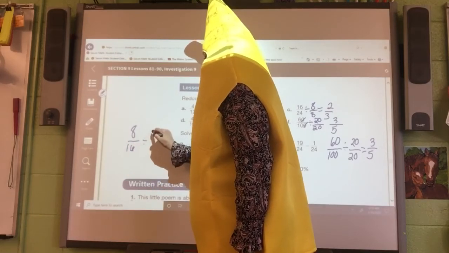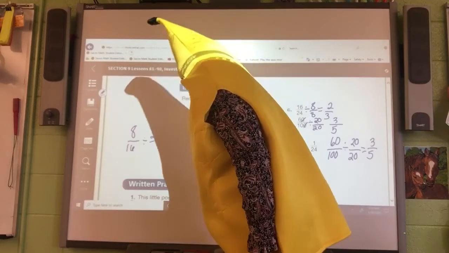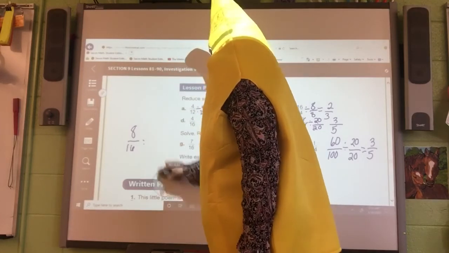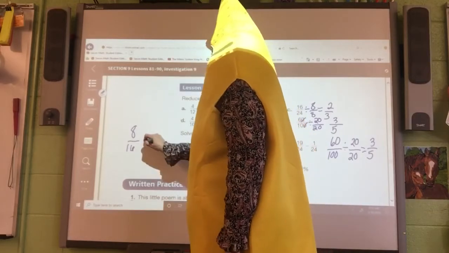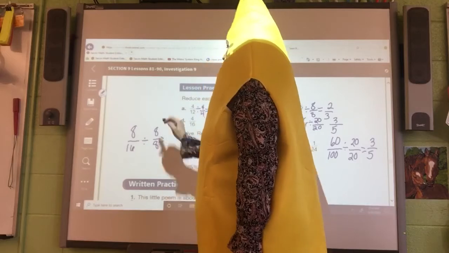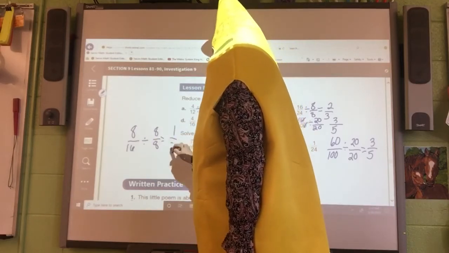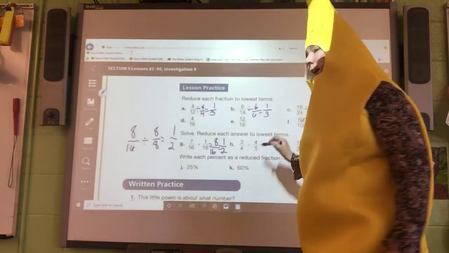Now, of course, I could take my 8/16 and I could divide that by 2. Actually, I would divide it by 8. Eight goes into 8 once, 8 goes into 16 twice. And there you go.